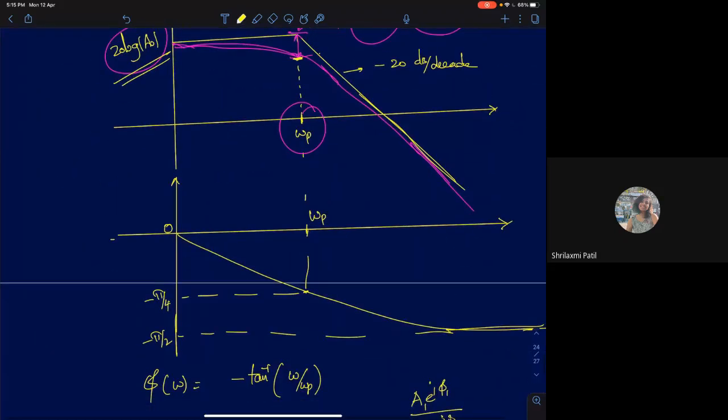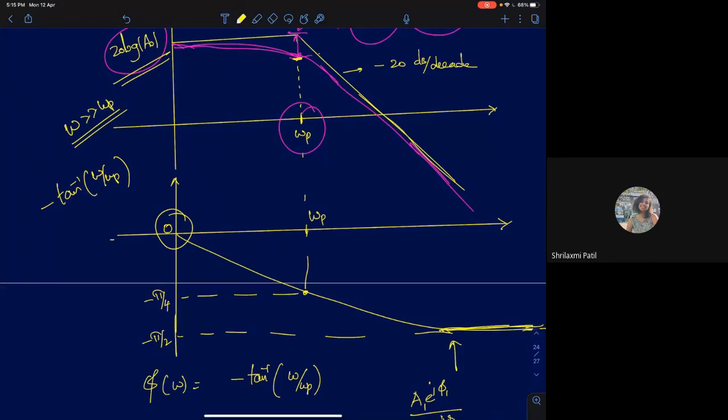The function is minus of tan inverse of omega by omega p. For omega much greater than omega p, the phase shift is minus pi by 2. So that's the limiting value. It will saturate here. And for omega equal to 0, it is 0. And at omega equal to omega p, what will be the phase shift? It is minus tan inverse of 1, which is minus 45 degrees, or minus pi by 4 in radians. So this is how the phase response graph will look.